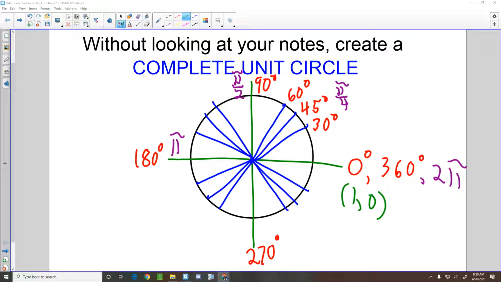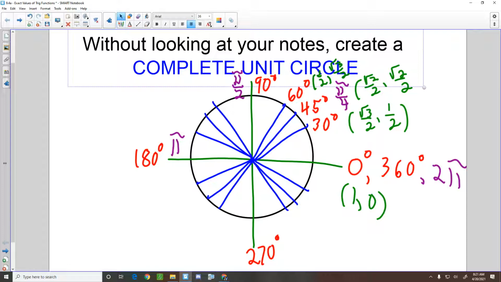So then for each of these different angles, you're writing the coordinates, like 30 degrees. That's √3 over 2, 1/2. 45 degrees. It's √2 over 2, √2 over 2. 60 degrees is the same as 30, but you just switch the x and the y. So this is 1/2, √3 over 2.